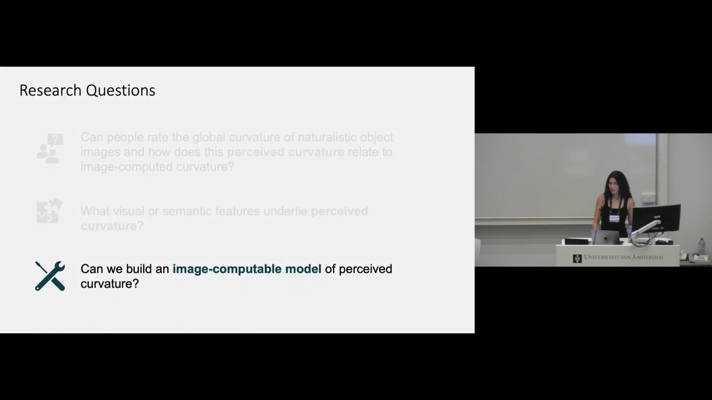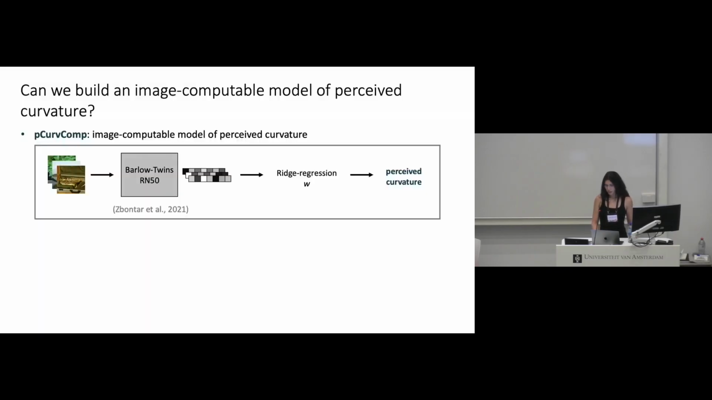Finally, given the apparent validity of perceived curvature, we wanted to provide researchers with a cost-efficient way to quantify this measure for their own images. So we trained a regression-based model to predict perceived curvature from Barlow Twins ResNet-50 image embeddings. We also tried other models like CLIP, AlexNet, and ResNet and their combinations, but Barlow Twins had the overall best performance.